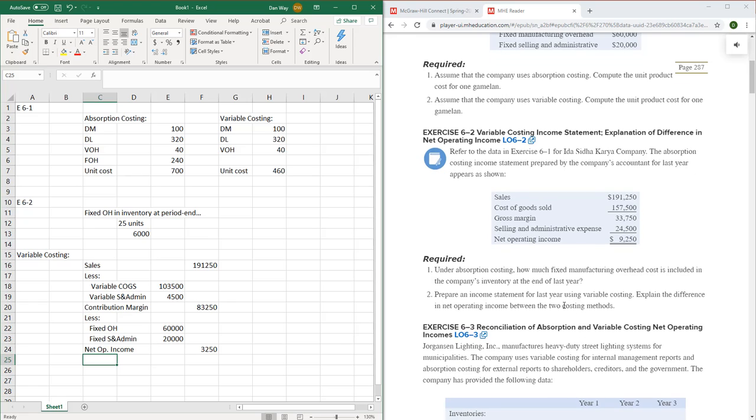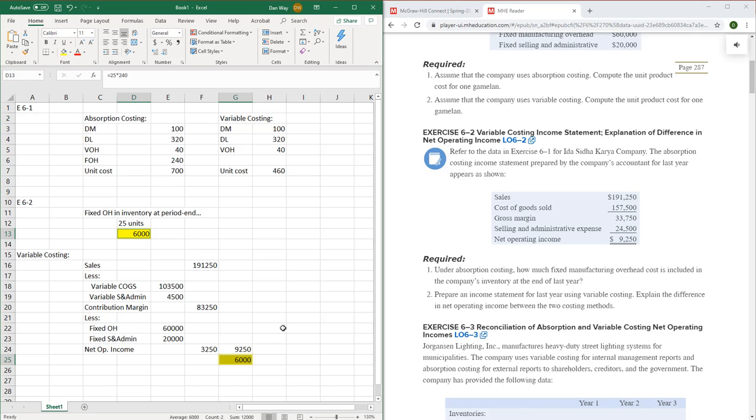Now, the other part of part 2 said explain the difference in net operating income between the two costing methods. As we can see in the box there, under absorption costing it's $9,250. Under variable costing, we just showed that it was $3,250. The difference between those, $6,000 ($9,250 minus $3,250, to be clear), is exactly equal to the fixed overhead that was deferred in inventory under absorption costing. And that's not a coincidence.